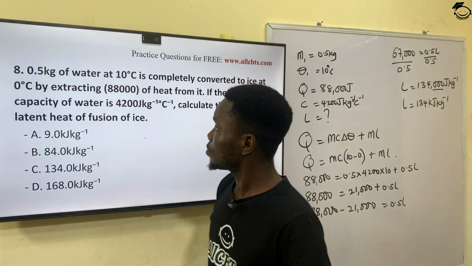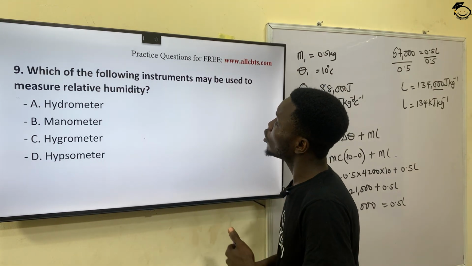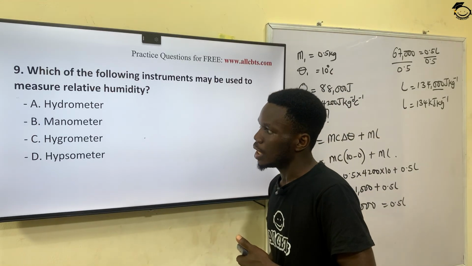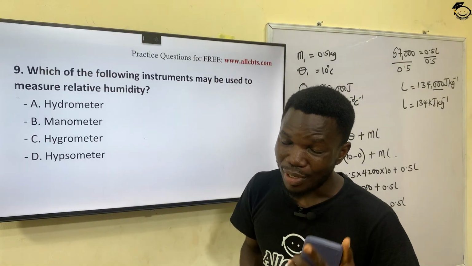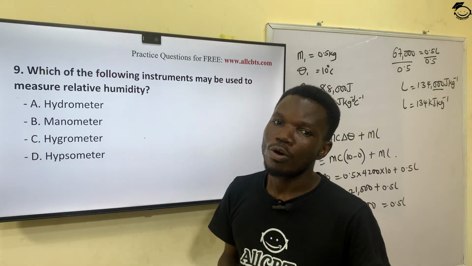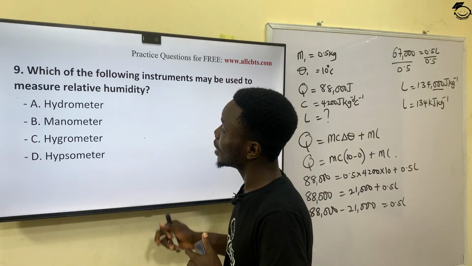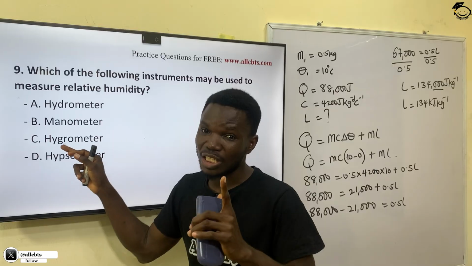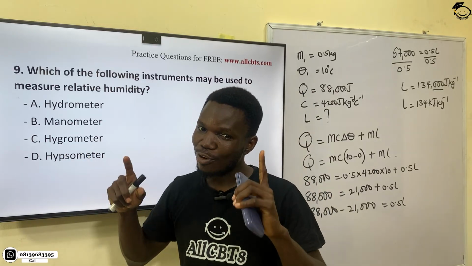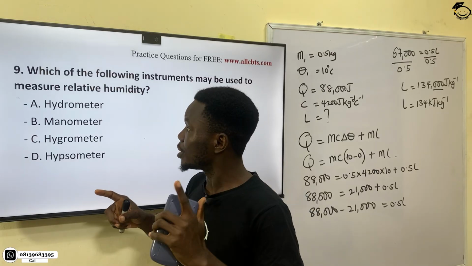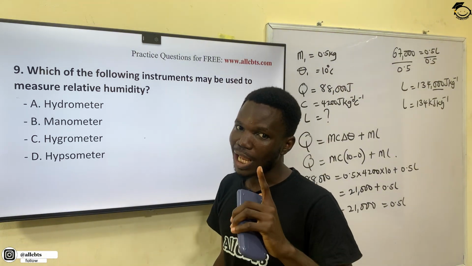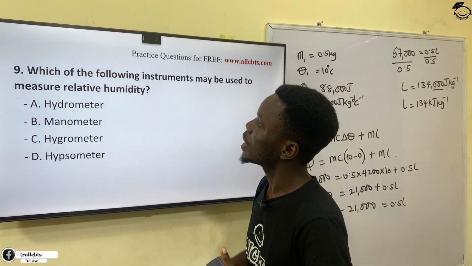Moving on to the next question, question number 9. It says, which of the following instruments may be used to measure relative humidity? Now, relative humidity can be measured using an apparatus called the hygrometer. So the correct answer to this question is option C. Please note that there's a difference between the hygrometer and the hydrometer. Relative humidity is measured using the hygrometer, not the hydrometer. So option C is the correct answer.